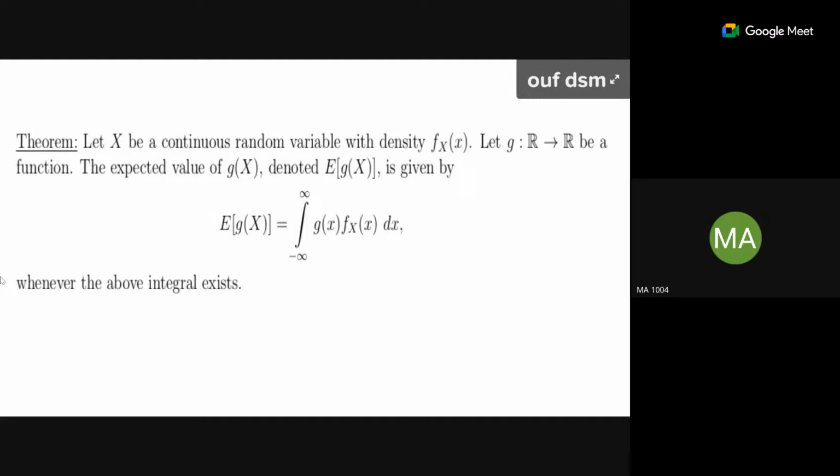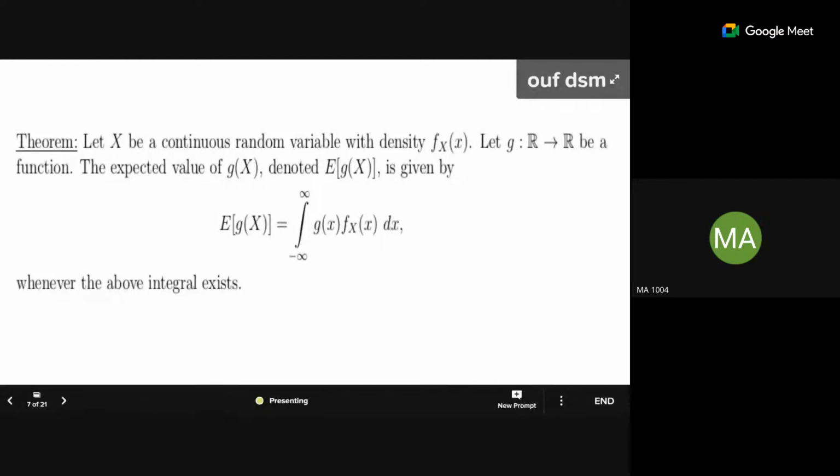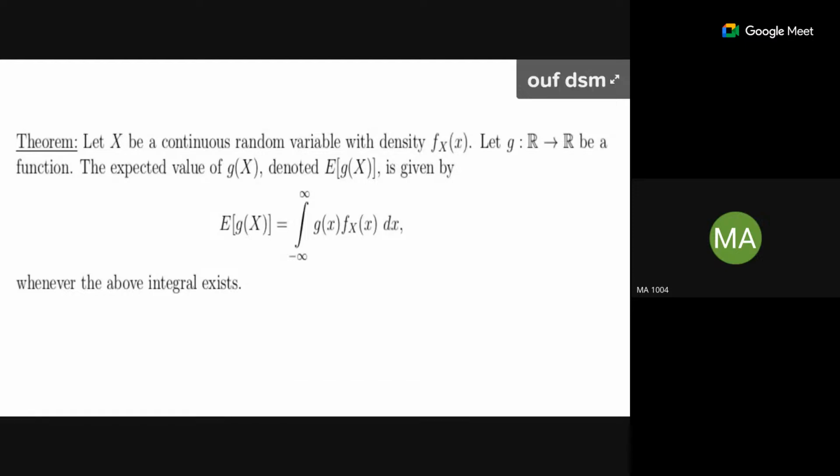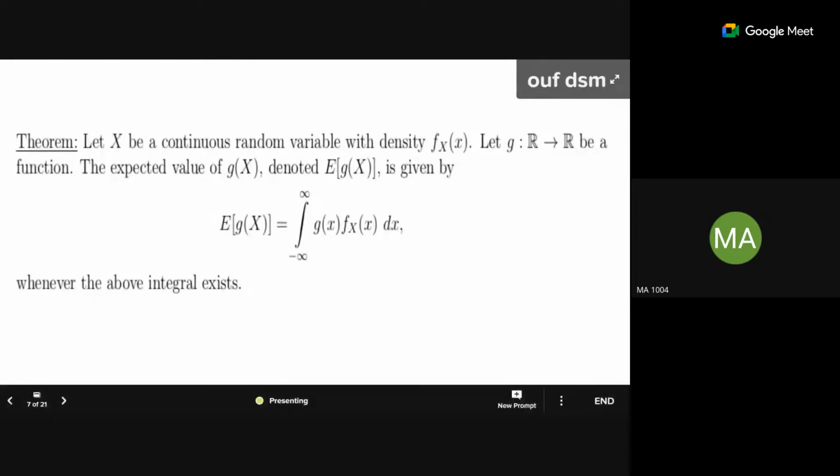Here again, what will be the use of this particular theorem? They are talking about some function g(x), right? So whenever there is a random variable, it is used to find the expectation of a new random variable Y, which is defined as a function of X.